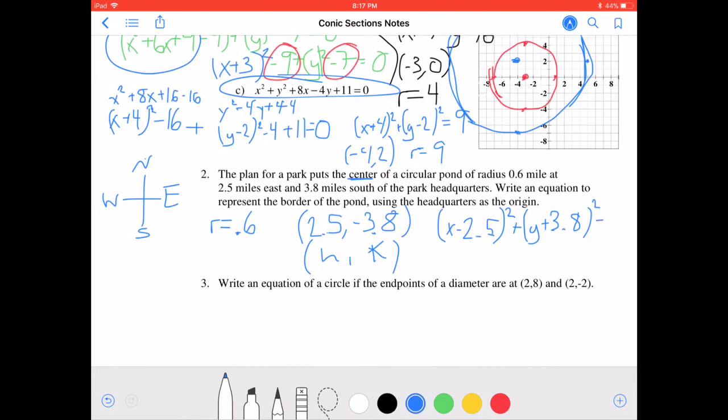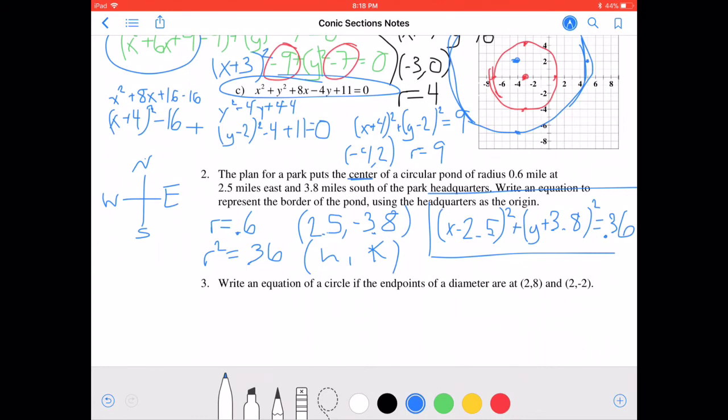And then we need to set this equal to our radius squared. So let's do that over here. 0.6 times 0.6 would be 0.36. Very strange. When we square a number smaller than 1, it actually gets smaller. So then here would be our final answer. Here's the equation for the pond's border, which is that perfect circle.